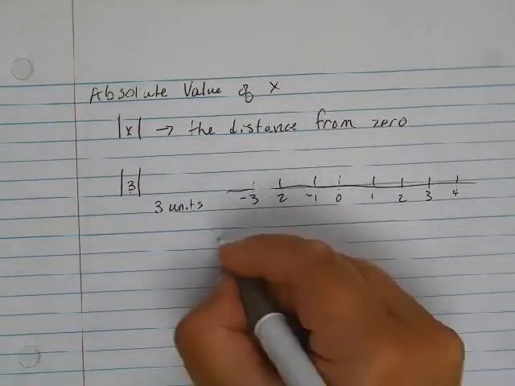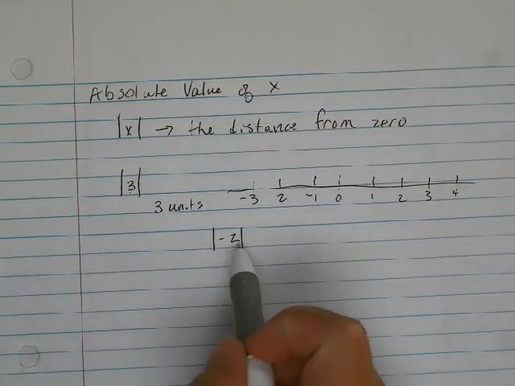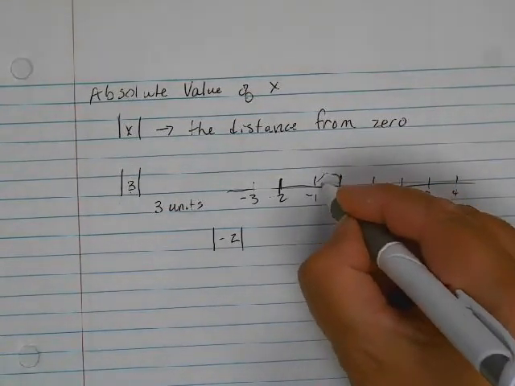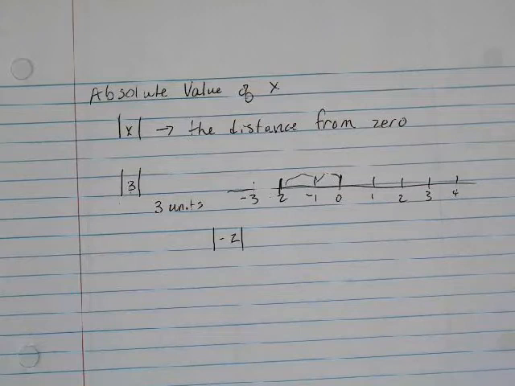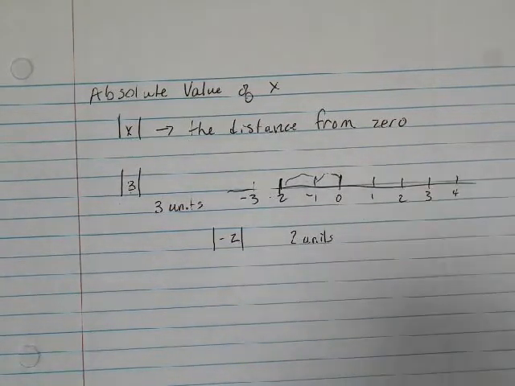if I said, what's the absolute value of negative 2? I'm wanting to know how far from 0 the number negative 2 is. So from negative 2 to 0, it is 1, 2 units. A unit cannot be negative. A distance cannot be negative.